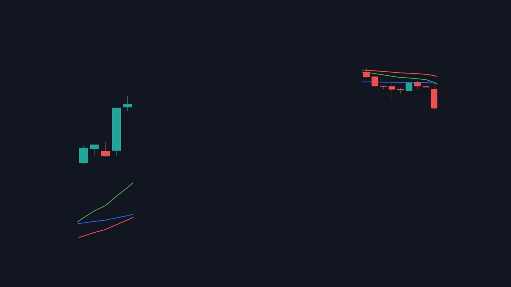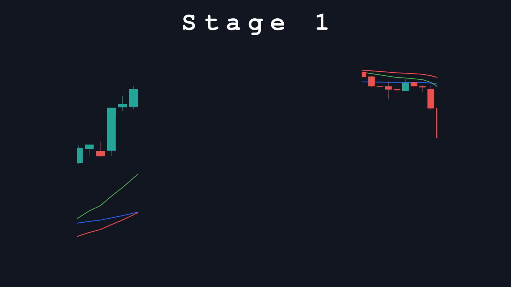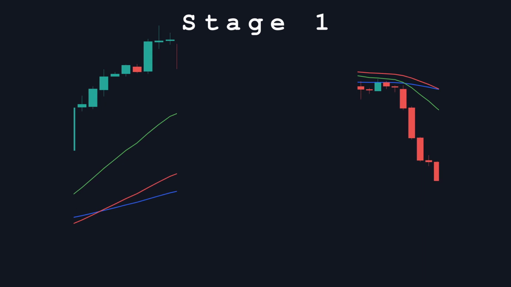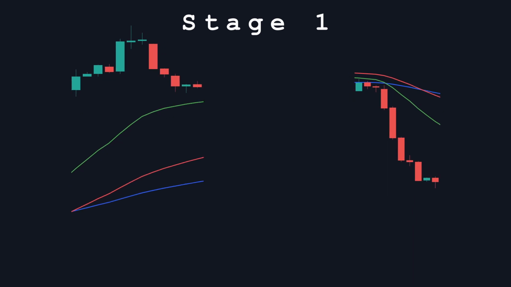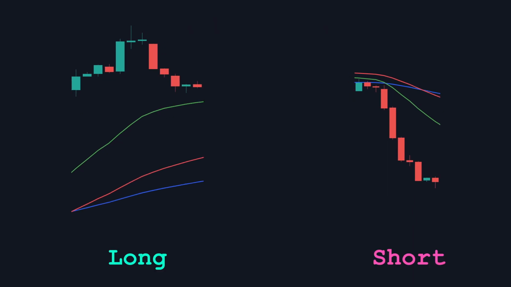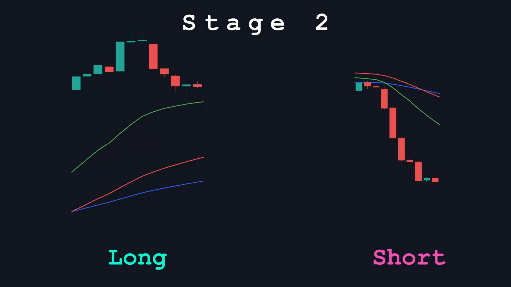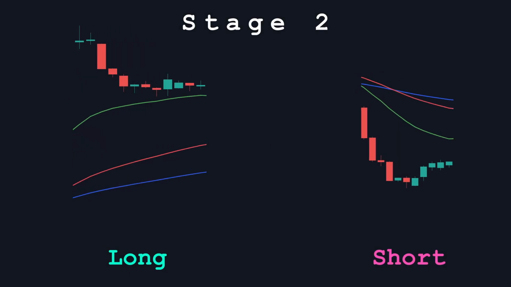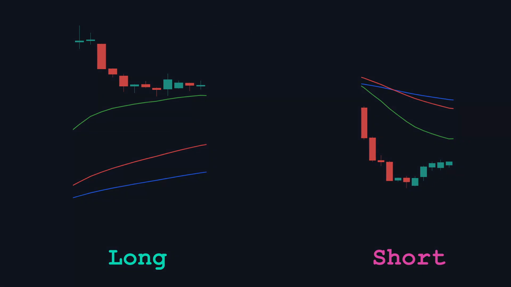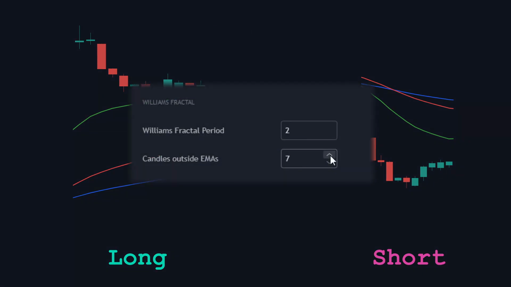I divided the entry rules into 3 different stages. In the first stage, all 3 EMAs have to be aligned for the desired direction, either long or short. For the next stage, I added an extra parameter. As default, I have set it to 5. This means that there need to be 5 consecutive candles above or below the fast EMA. You can increase the number to filter out more trades in ranging markets or decrease it to get more signals.